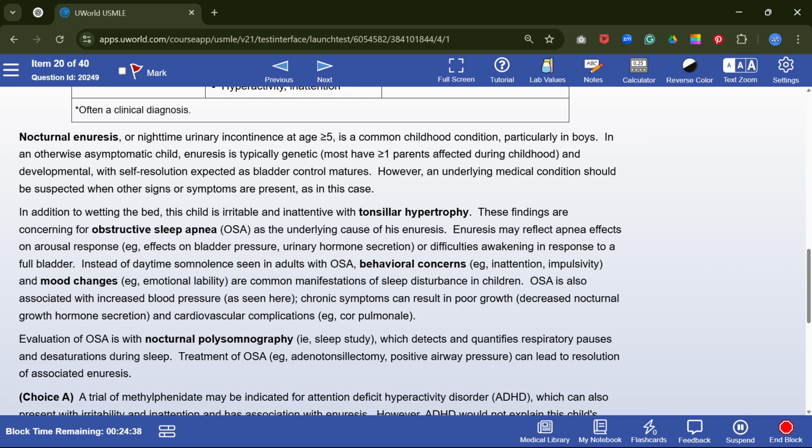Chronic symptoms can result in poor growth, decreased nocturnal growth hormone secretion, and cardiovascular complications, such as cor pulmonale. Evaluation of OSA is nocturnal polysomnography, a sleep study, which detects and quantifies respiratory pauses and desaturations during sleep. Treatment of OSA is adenotonsillectomy. Positive airway pressure can lead to resolution of associated enuresis.